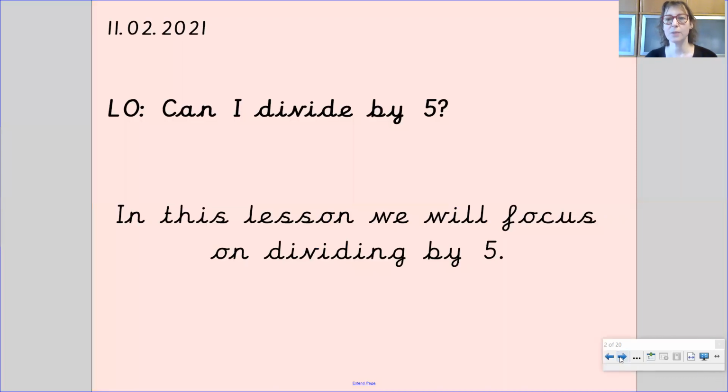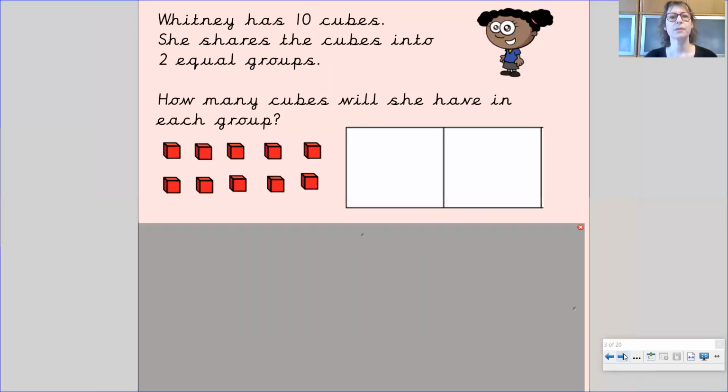Let's have a look at today's work. Today, we're going to be looking at dividing by 5. And what's really interesting is we are going to be using our 5 times table to help us. So I've just said we're going to multiply by 5. We're going to use a 5 times table to do division. Mrs. Gabella, I think you are confused today. Let's see how it works.